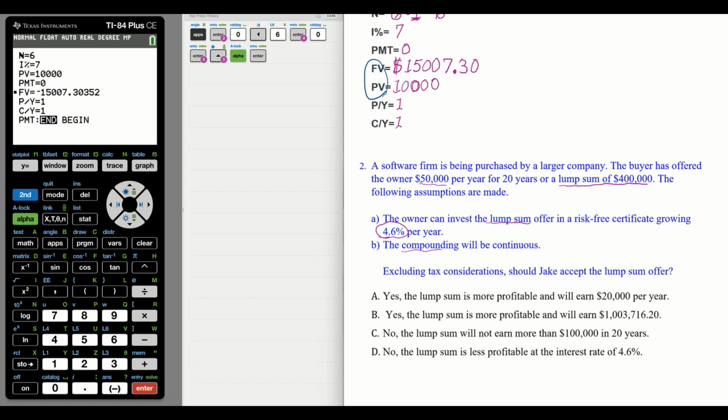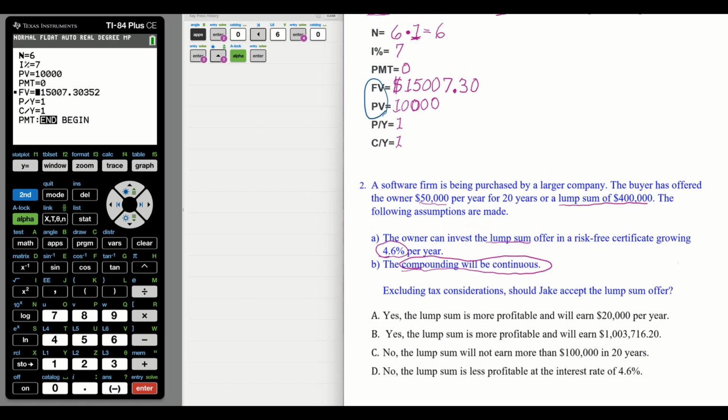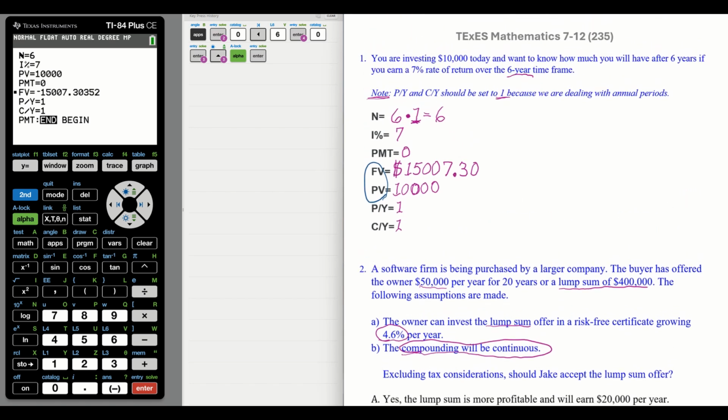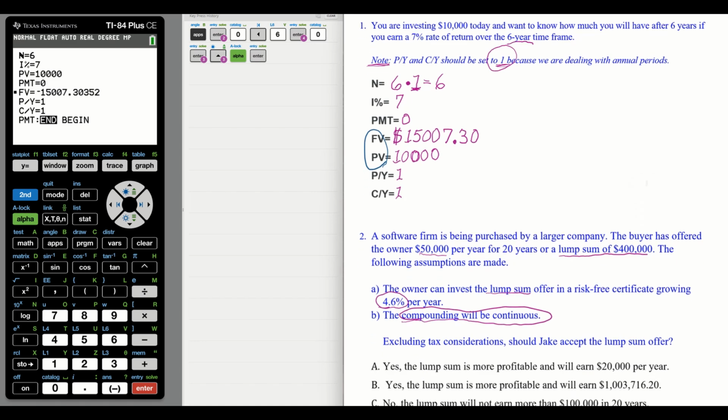Then B, compounding will be continuous. Okay, we really need to talk about this and compare it to number 1. Number 1 was not continuous. I didn't even mention continuous. I know that it is not continuous because it's talking about a yearly event and it gave us this little note to look at just once a year. So it's only compounding every 12 months, not continuously. And that is how I knew that I could go and use my application and just punch stuff in.